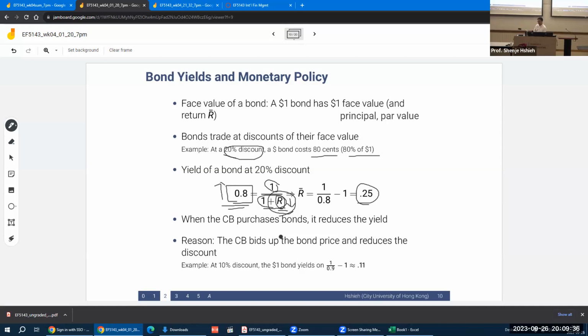So whenever you hear that central bank X cuts interest rates to 0%, what does that mean? They are most likely buying a bunch of their debt, government debt. And you should expect bond prices to increase. The central bank bids up the bond price and reduces the discount. So at a 10% discount, the bond yield is blah.